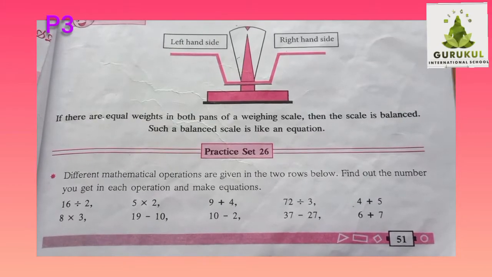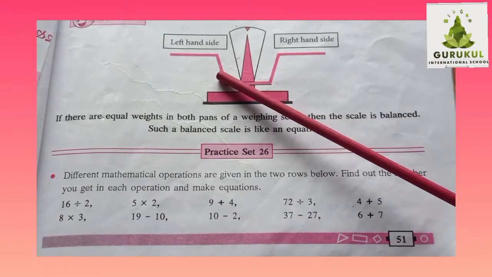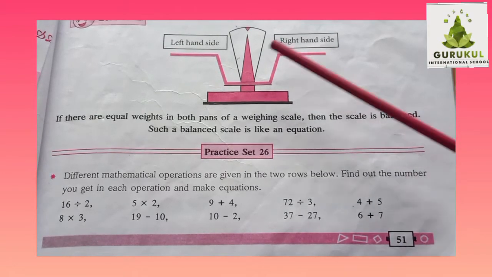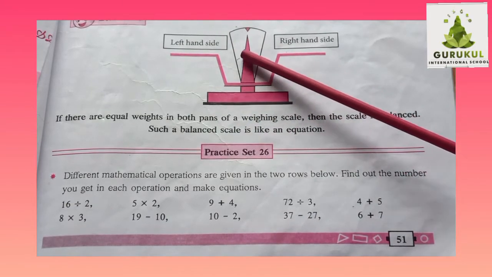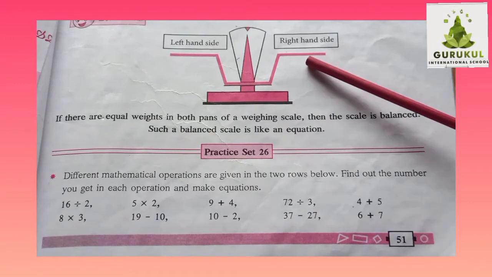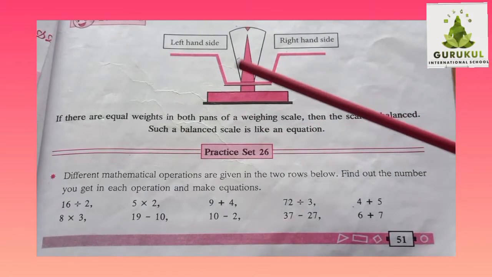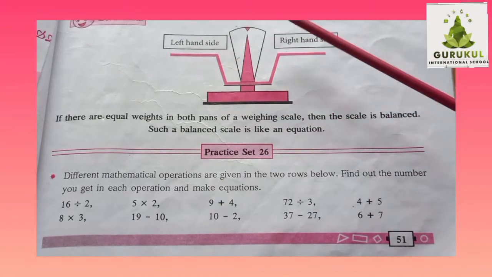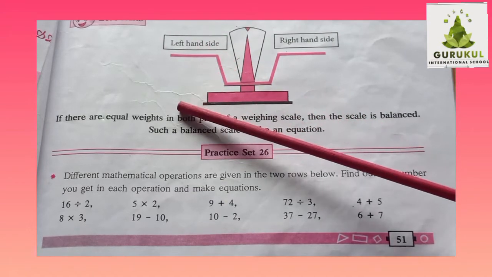Now let's take an example of a weighing machine. If the left hand side of the weighing machine and the right hand side have the same weight on both the pans, it will be balanced, it will be at the same level. What will happen if the left hand side is heavier than the right hand side? If this side is heavy, it will come down.